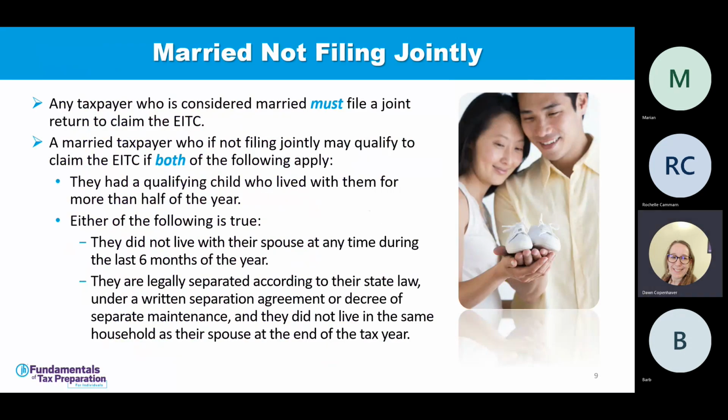So again, I mentioned earlier, married couples must file a joint return in order to qualify for the earned income tax credit. But like a lot of things, there's always an exception to the rule. If a married taxpayer is not filing jointly with their legal spouse, they can get earned income tax credit only if both of the following apply. They had to have a qualifying child that lived with them for more than half the year, and they did not live with their spouse at any time during the last 6 months of the year, or they are legally separated according to state law under a written separation agreement or decree of separate maintenance, and they did not live with their spouse the last half of the year or at the end of the tax year.